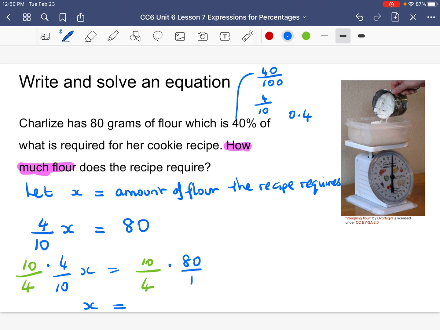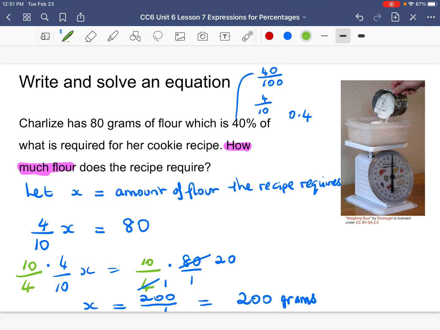That's 80 over 1. I'm going to divide the numerator and the denominator both by 4. 4 divided by 4 is 1. 80 divided by 4 is 20. Just to make the numbers easier to work with. So now I have on top of the fraction bars, 10 times 20 is 200, and 1 times 1 is 1. So that's 200, and let's find the units, grams of flour. 200 grams is how much flour she needs.